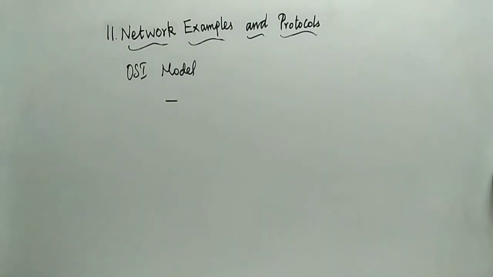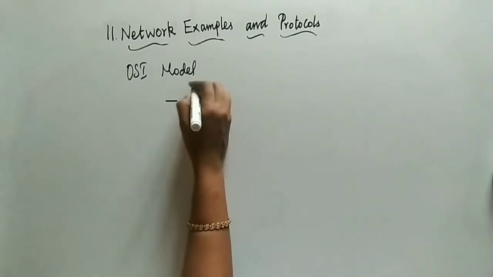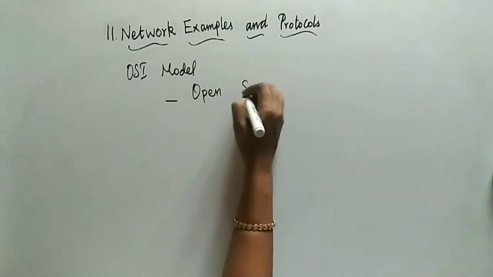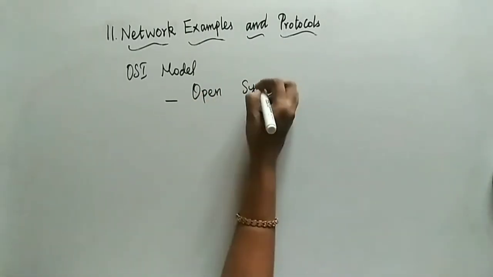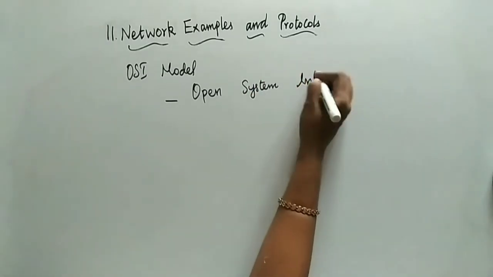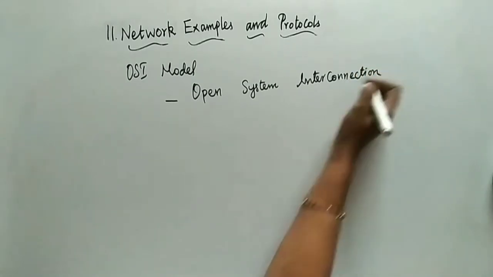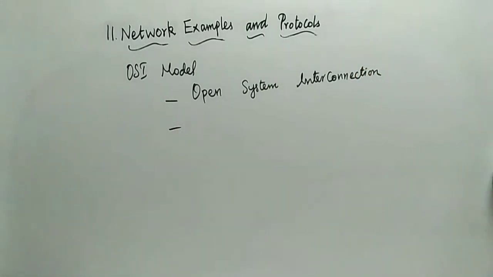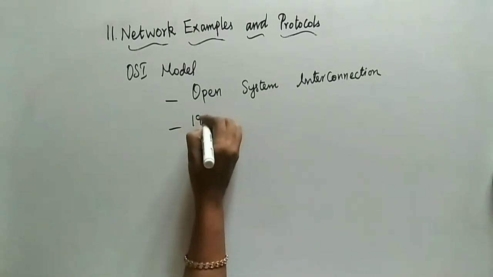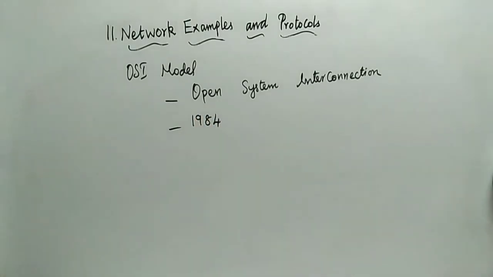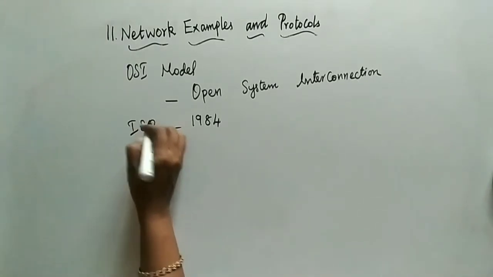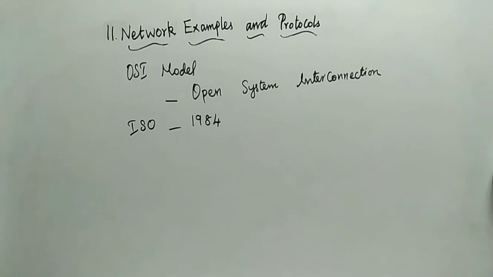What is the expansion for OSI? Yes, it is Open System Interconnection. It was introduced in the year 1984, and it was developed by ISO. ISO is the International Organization for Standardization.